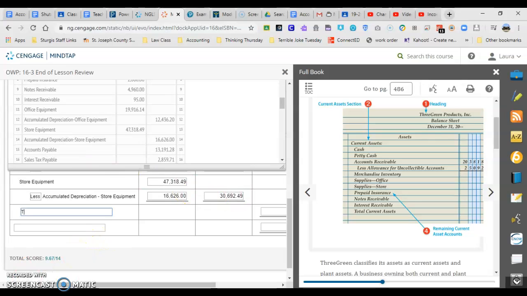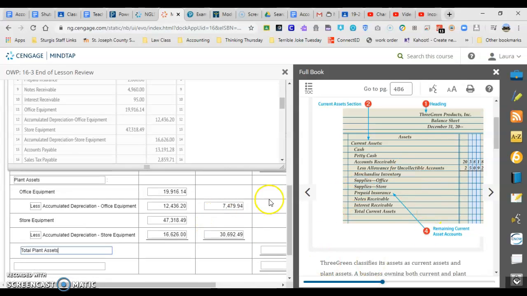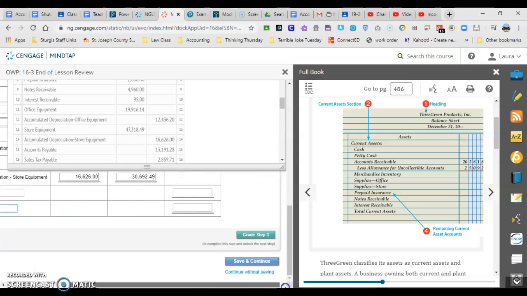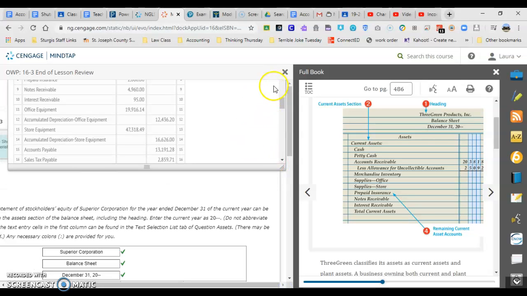So this will say total plant assets. And so we'll add our current assets plus our plant assets, we're going to add these two. And then this will say total assets then. So I'm going to grade this and I'll just show you what this looks like here.